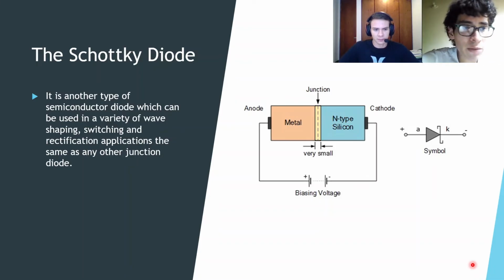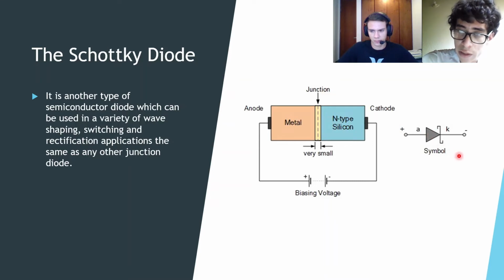The first type is the Schottky diode. It is another type of semiconductor diode which can be used in a variety of wave shaping, switching and rectification applications, the same as any other function diode. On the right side of the image there is the symbol of the Schottky diode, and on the left is the metal in the middle, the N-type silicon junction, and the Schottky diode specification.